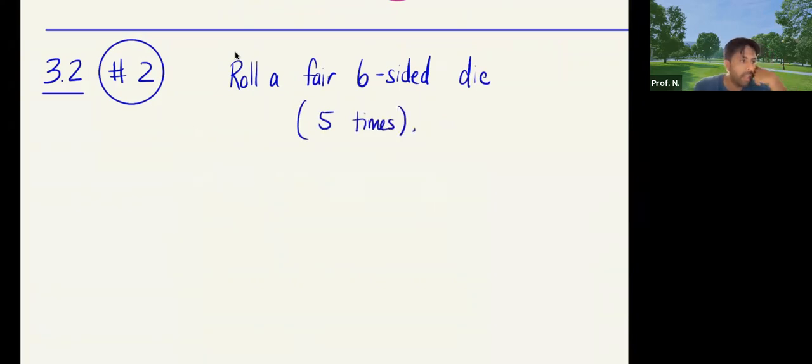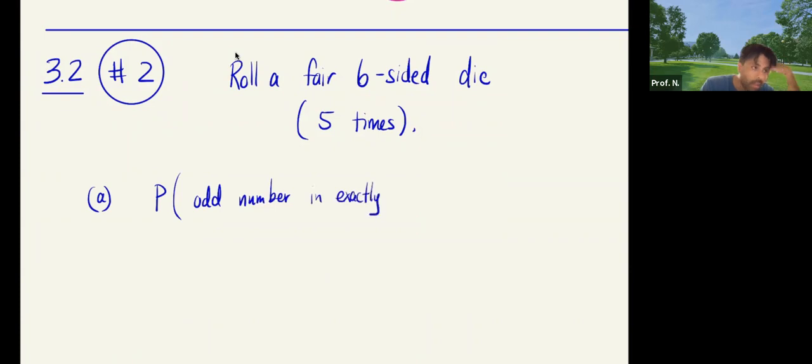It says we get an odd number in exactly 4 of the 5 rolls. What is the probability that we get an odd number in exactly 4 of 5 rolls?